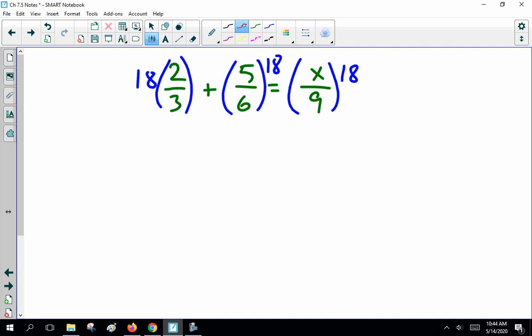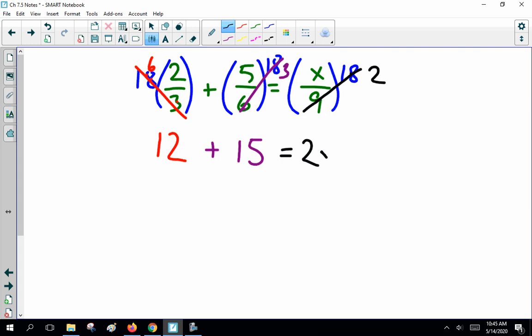Now, what is 18 times 2 divided by 3? Or what is 18 divided by 3? That's 6 times 2, 12. What is 18 divided by 6? That becomes 3. 5 times 3 is 15. And what is 18 divided by 9? That becomes 2. So if you can figure out what the common denominator is and multiply everything by the common denominator, that is a really cheating shortcut. Now, notice we've got 12 plus 15x equals 2x.